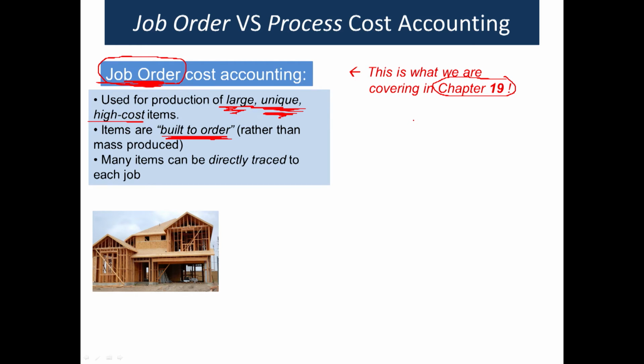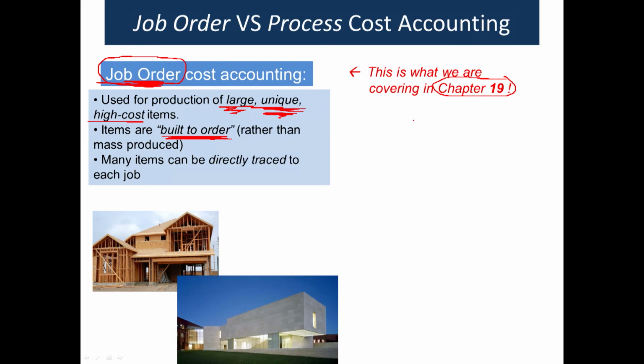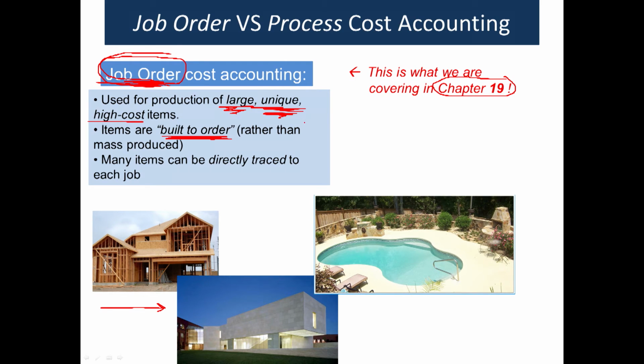Okay. Another example would be on campus. We have this. Have you ever seen this Nerman Museum? Okay. There's nothing like that in the world. That's a large, unique, high cost item built to order. Okay, and that would have been handled as well in a job order cost accounting system. Another example would be an in-ground swimming pool. Correct? All right.